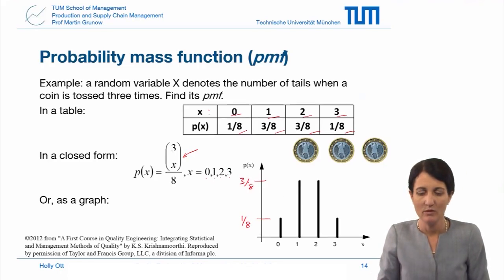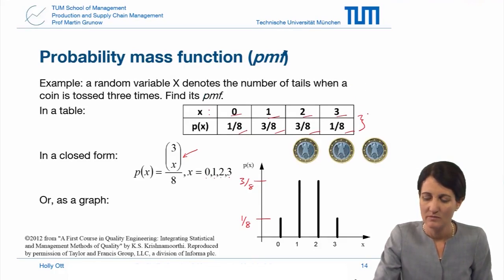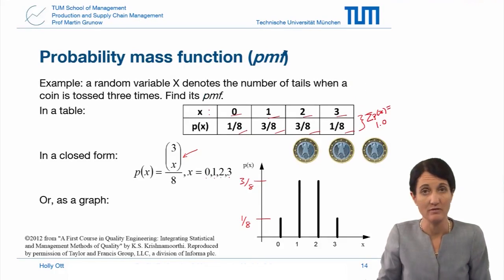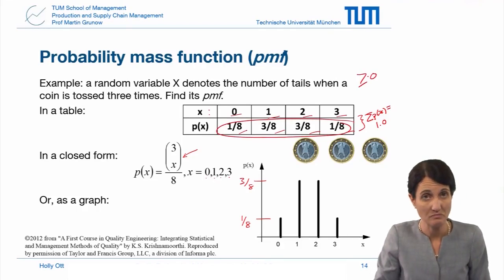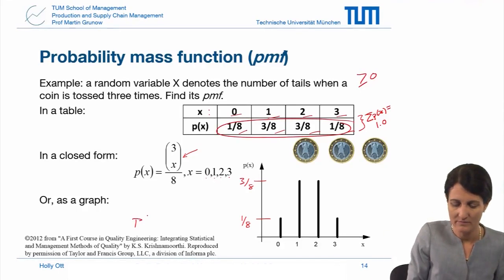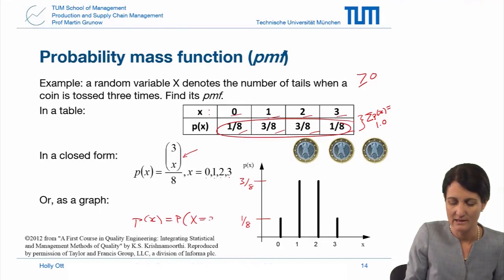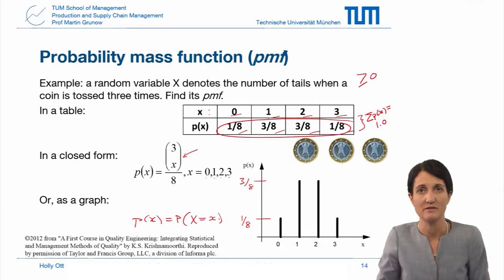What we notice about this is that if we sum all of these values, we will get exactly 1.0. We also notice that all of our values of p of x are greater than or equal to 0. And p of x is equal to the probability that X has the value of a specific number of tails.